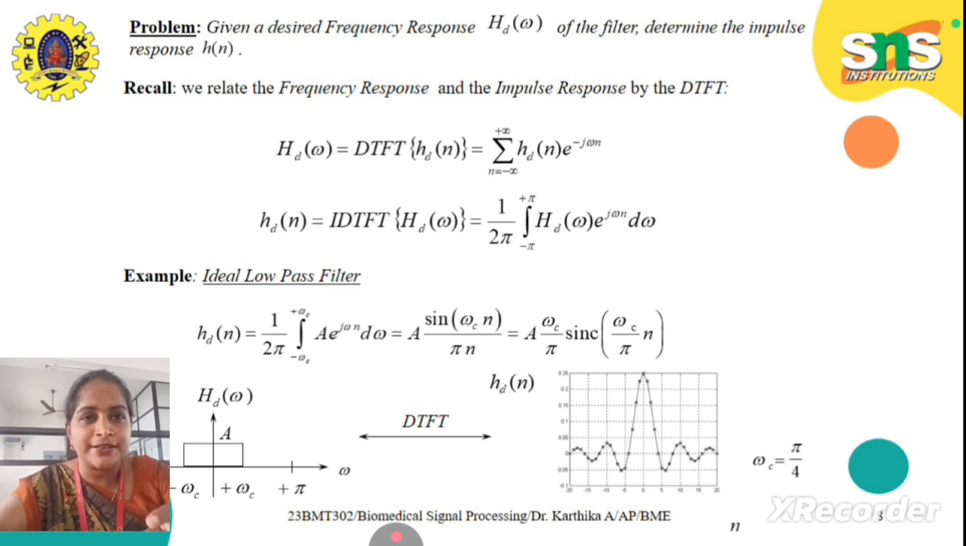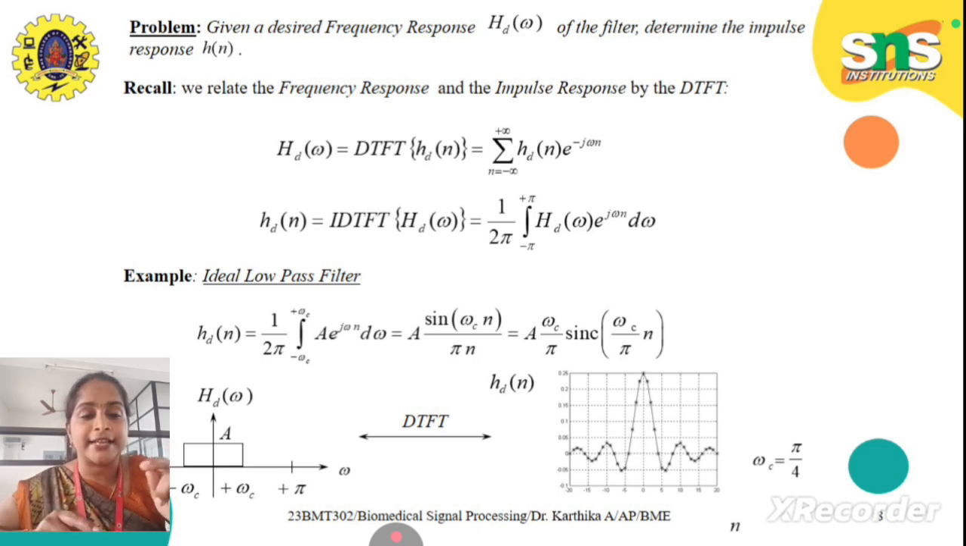Here the problem is, given a desired frequency response H d of omega of the filter, determine the impulse response h of n. Here we have to relate the frequency response and the impulse response by the DTFT. The formula is H d of omega equals DTFT of h d of n, which equals summation n equals minus infinity to plus infinity of h d of n e power minus j omega n. And h d of n equals inverse DTFT of H d of omega, which equals 1 by 2 pi integral minus pi to pi of H d of omega e power j omega n d omega. Example, ideal low pass filter.